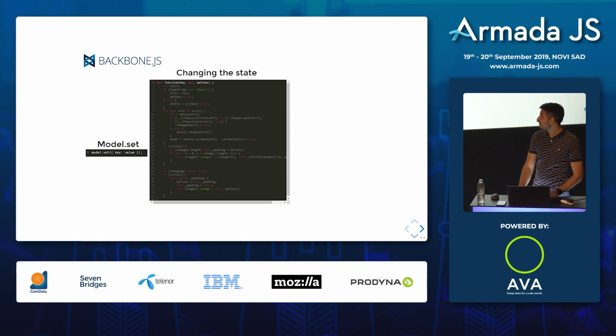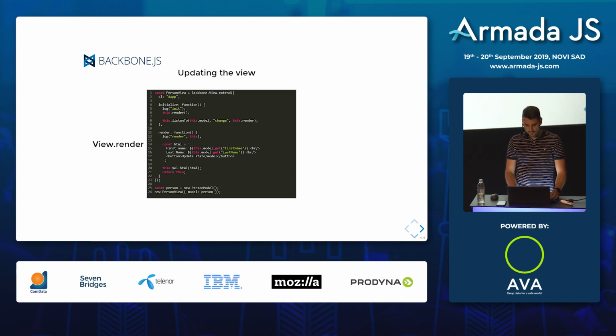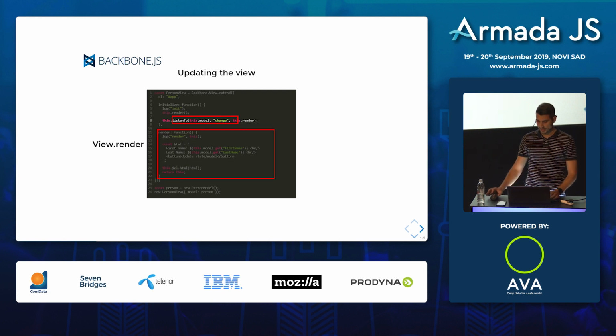So basically, what happens when we call model set and pass some payload or data we want to update? The model goes through each of the attributes, checks if its current value in the model is different from the past value, pushes all those changes into an array, publishes a custom event for each changed property, and in the end publishes a general event that something has changed in the model. The view has to listen to this change event and, in a naive approach, re-render the entire view.